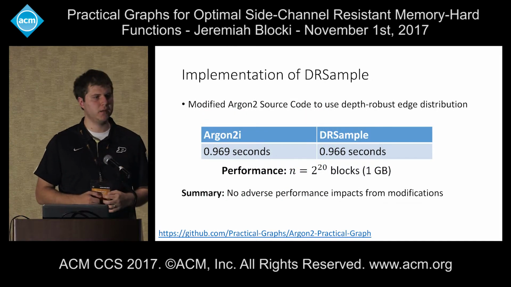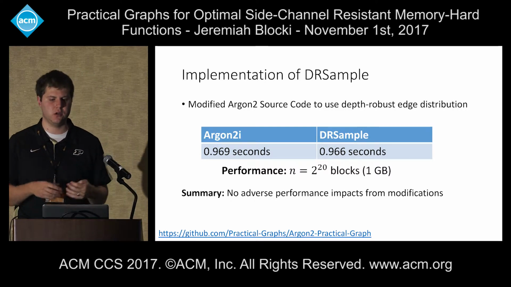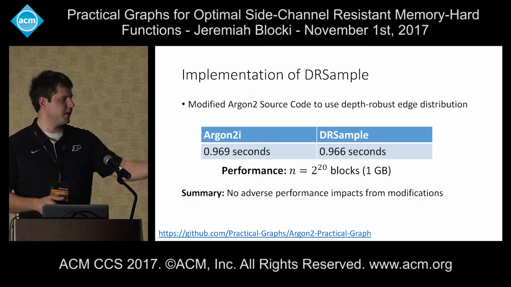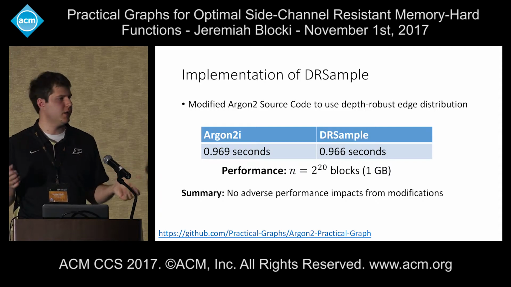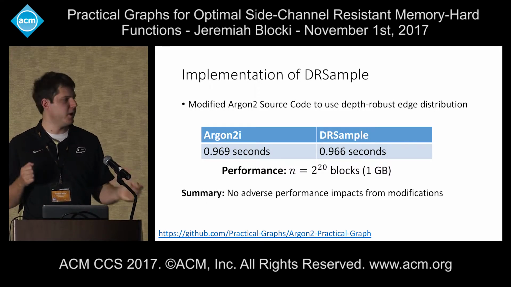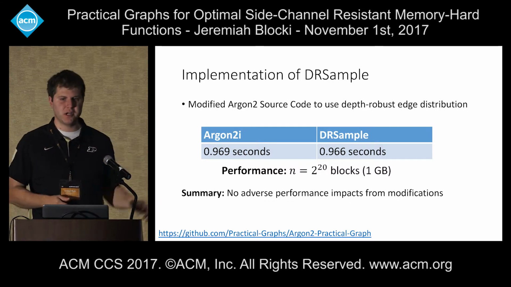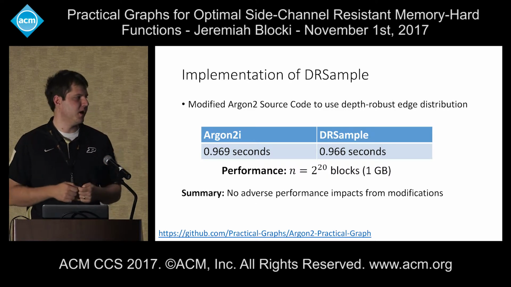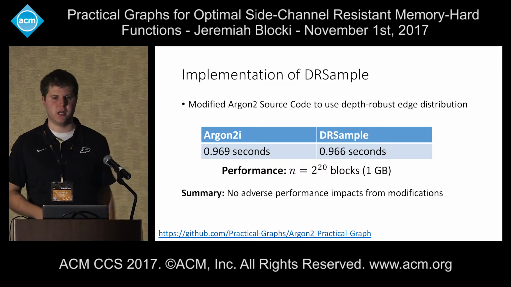We implemented our construction by modifying the Argon2 source code to use this new depth-robust edge distribution. To measure performance, we ran it with n equals 2 to the 20 blocks, so that's a gigabyte of memory, and found that the running time is pretty comparable. In fact, DRSample was epsilon faster than Argon2i. So in summary, there seem to be no adverse performance impacts from making these modifications. If you're interested, all this source code is publicly available on GitHub.